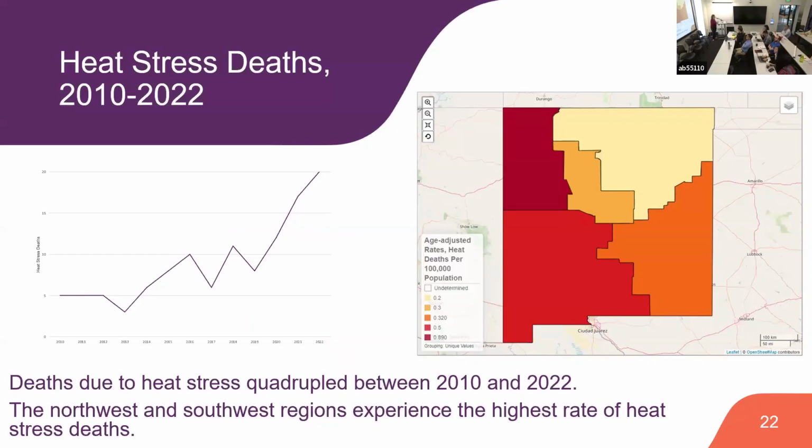Now, we also looked at heat, because obviously in New Mexico, it's very hot. We have a lot of heat illness. The graph on the left shows the increase in heat stress deaths from 2010 to 2022, which deaths around the state basically quadrupled in that time frame. And then the map has it by region, so you can see the regions that are most impacted, with the Northwest region having the highest rate of heat deaths, followed by the southern parts of the state.